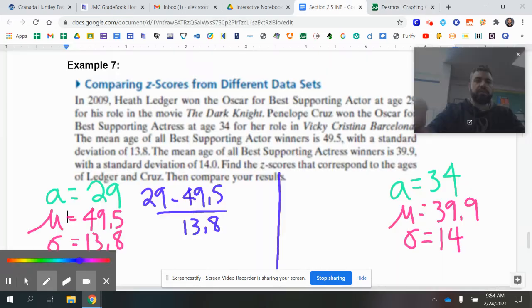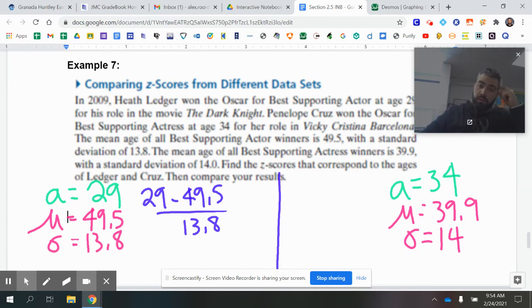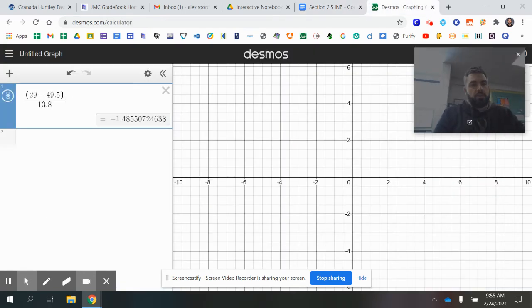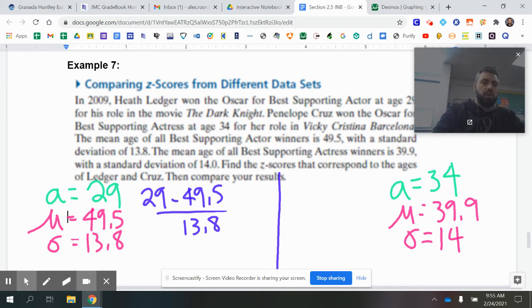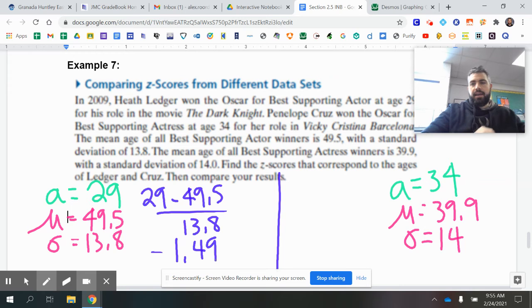Just making sure our numbers are correct, right? 29 minus 49.5 over 13.8, which we have. And so we get a z-score of negative 1.49. We always do two decimal places, kind of important. Okay, so negative 1.49. Okay, so that's the first z-score.